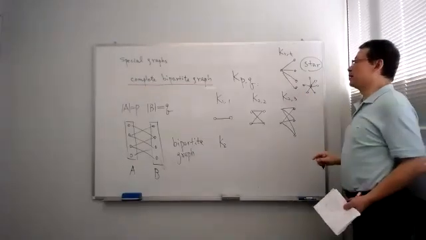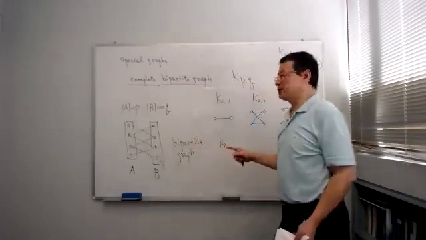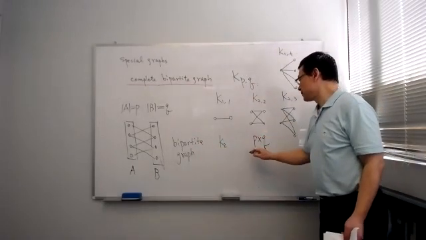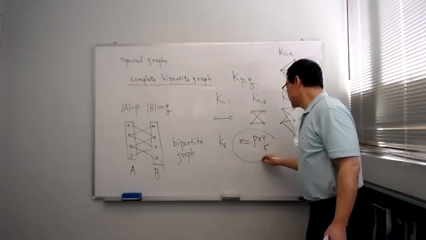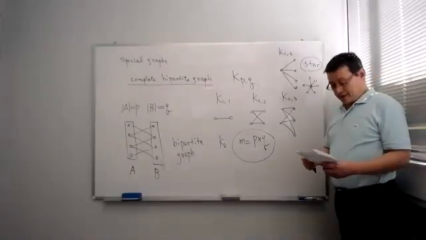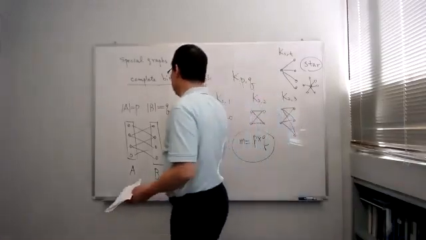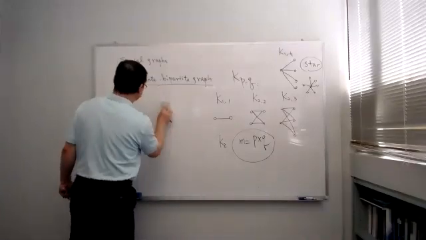That's a complete bipartite graph. So one side has P vertices, another side has Q vertices. So the total number of edges is exactly equal to P times Q. All right. Two more special types of graphs. Very simple structure. Paths and cycles.